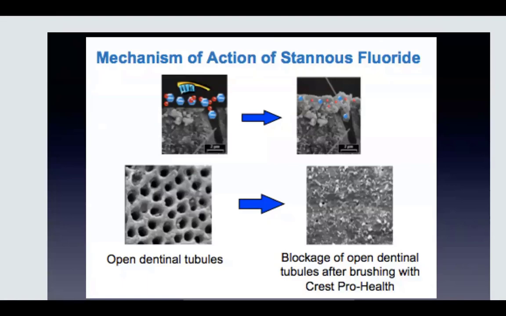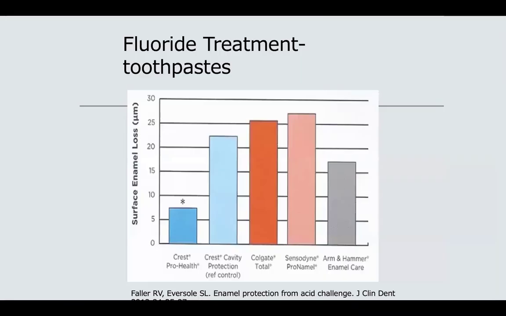So stannous fluoride, as I said, blocks out the tubules more than sodium fluoride does. And here's a study done with Crest Pro-Health, which is a stannous fluoride, against some of the ones with the high 5,000 per unit sodium fluoride, like Sensodyne or the others. And with the stannous fluoride, the surface enamel loss was much less.